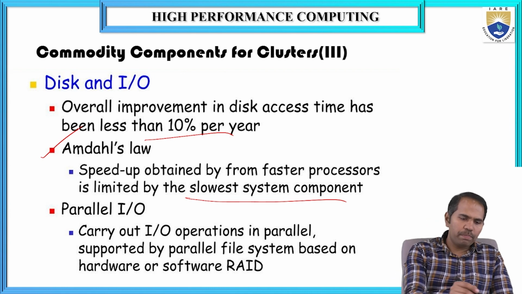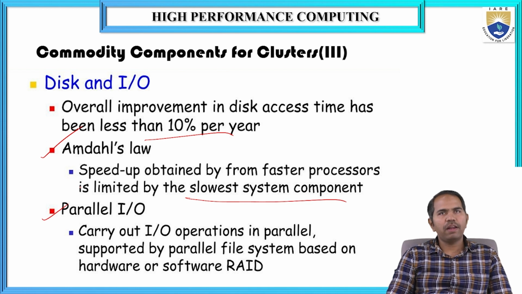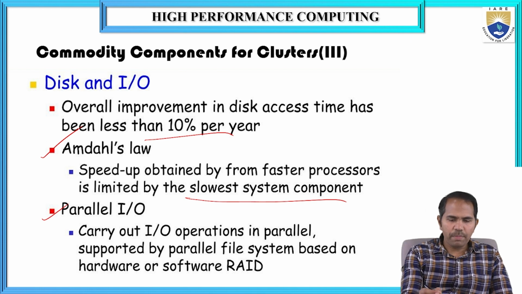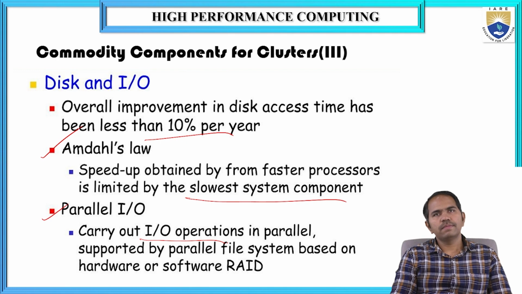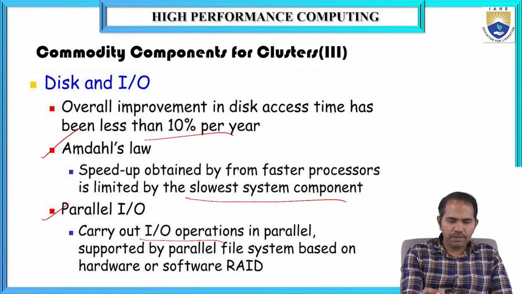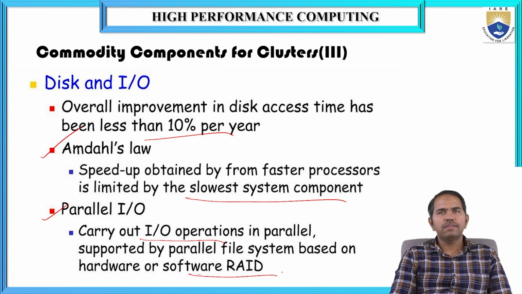Parallel IO, input output. At the same time it has to be executed with the input and output devices, carrying out IO operations in parallel. This is supported by a parallel file system based on the hardware or support for a RAID, or software RAID.